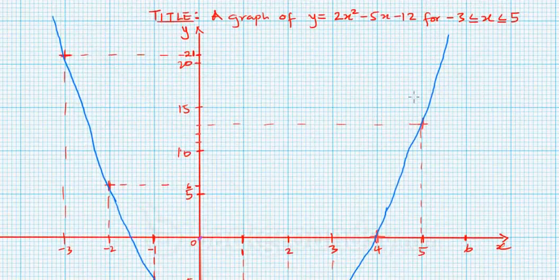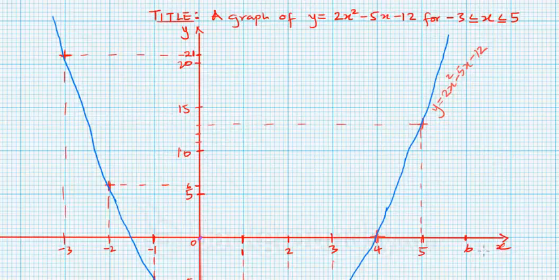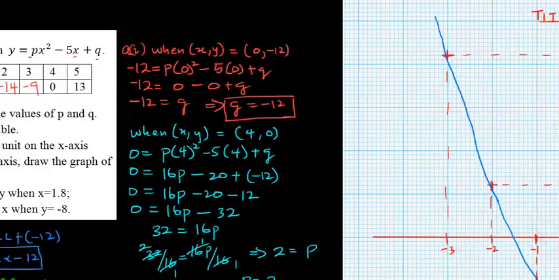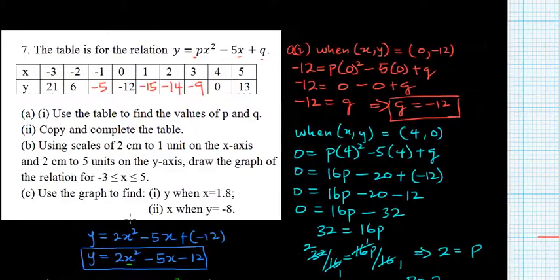This is the graph for y equal to 2x squared minus 5x minus 12. Let's write that. It's good to always write the relation close to the curve. y equal to 2x squared minus 5x minus 12. That's the graph for that relation. Now let's answer the question here. The question says use the graph. We've actually answered this B part.